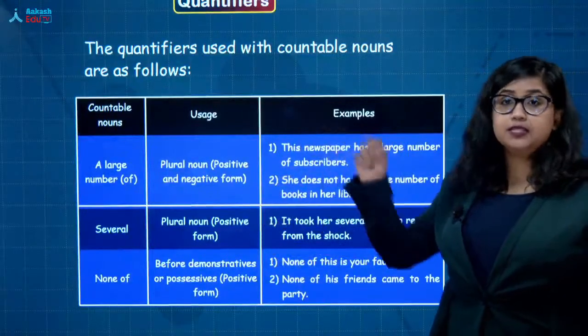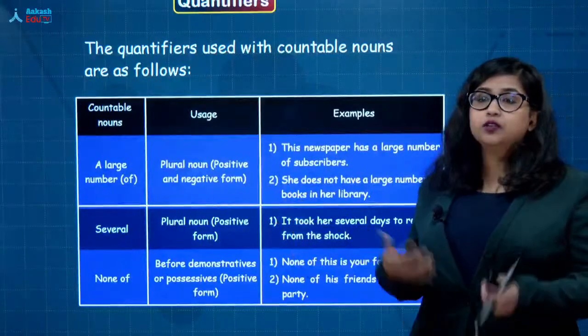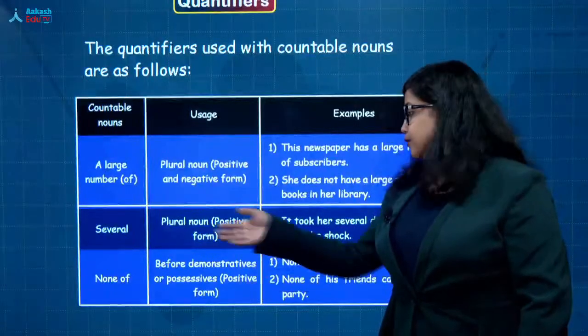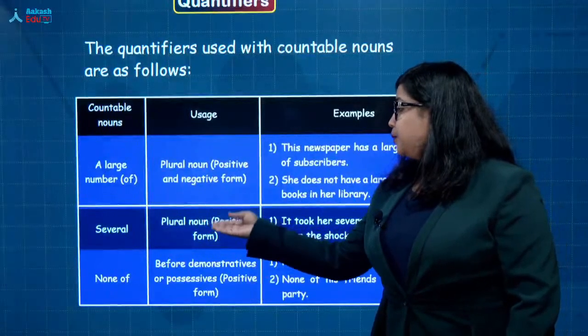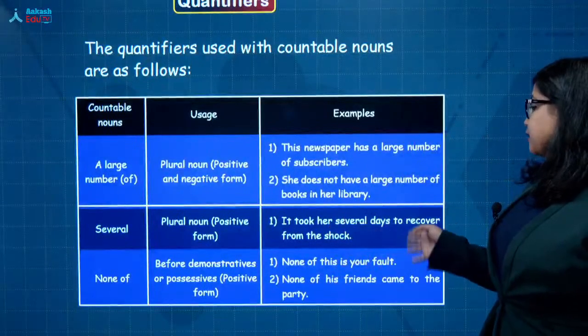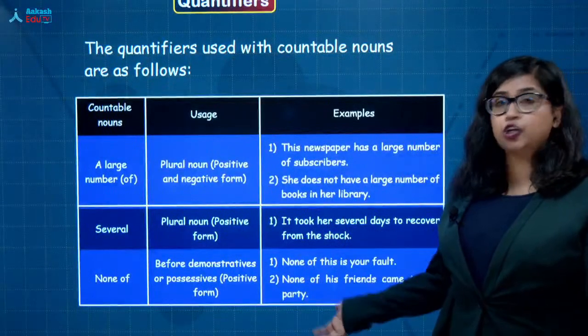Then several. Several means a little, right? Plenty of you can also use. Several is used with plural nouns only in positive form. For example, it took her several days to recover from the shock.